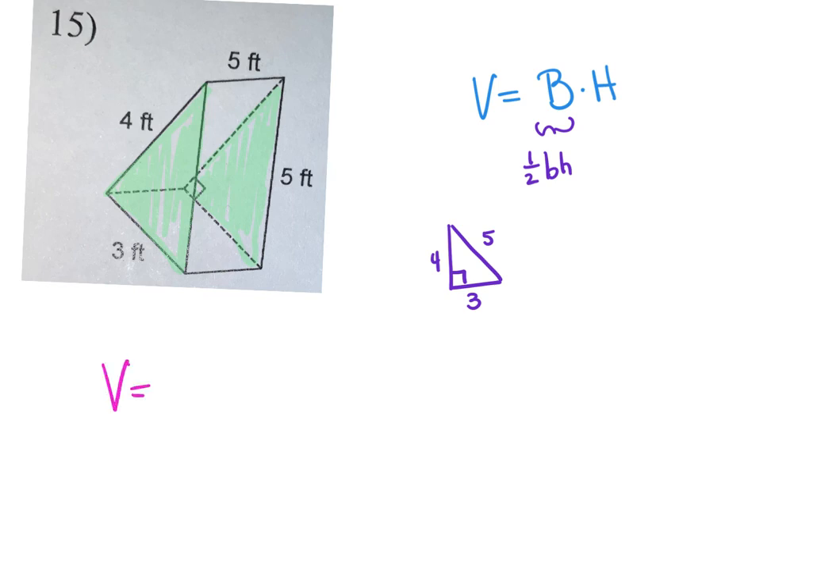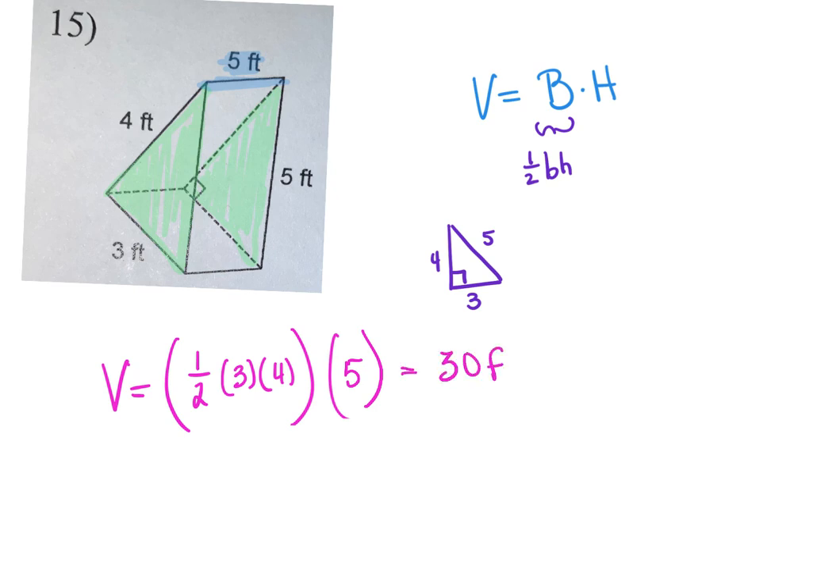My volume then is going to be the area of the base, 1/2 base of the triangle times height of the triangle. The height of the prism then is going to be the distance between the two triangles. That's this distance right here. That is that 5, the distance between the two triangles. All right, so I'm going to use a 5 there. And so I end up just getting 30 square feet, or cubic feet. 30 cubic feet for this volume here.